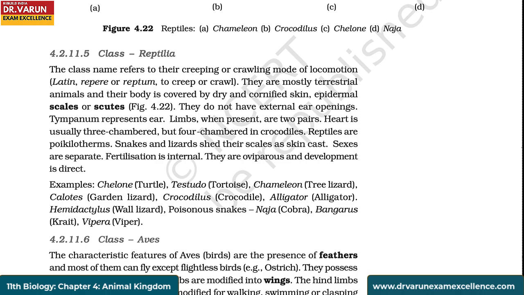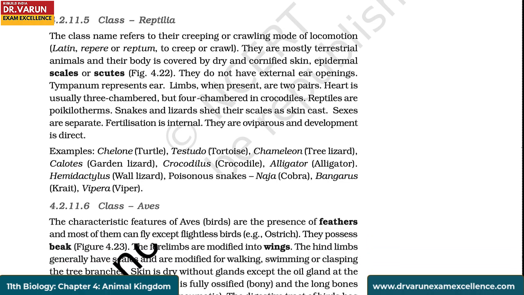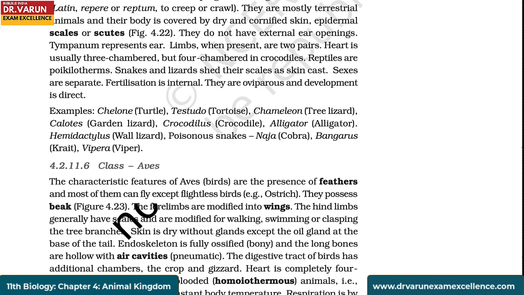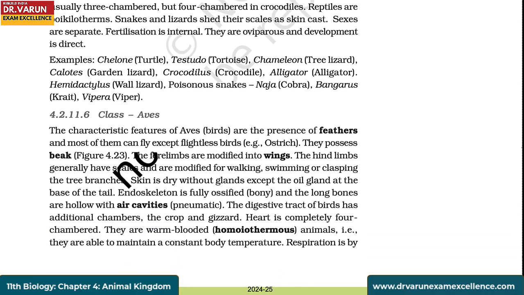Class Reptilia. The class name refers to their creeping or crawling mode of locomotion. Latin repere or reptum is to creep or crawl. They are mostly terrestrial animals and their body is covered by dry and cornified skin, epidermal scales or scutes. They do not have external ear openings. Tympanum represents ear. Limbs when present are 2 pairs. Heart is usually 3-chambered but 4-chambered in crocodiles. Reptiles are poikilotherms. Snakes and lizards shed their scales as skin casts. Sexes are separate, fertilization is internal, they are oviparous and development is direct.